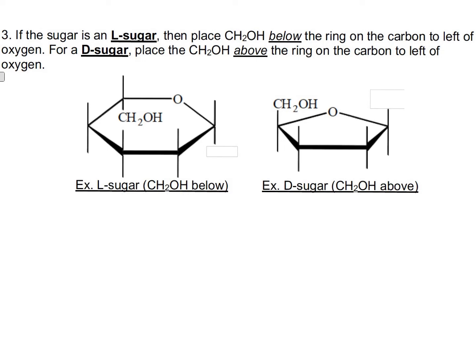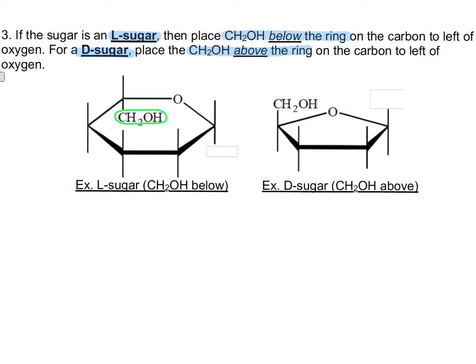So when we are taking a look at drawing in the parts and pieces of the Haworth projections, the next thing we want to keep in mind is whether the molecule is an L sugar or a D sugar. If the molecule is an L sugar, that automatically tells us that we need to place a CH2OH group below the ring on the carbon immediately to the left of the oxygen atom that's in the ring. If it's a D sugar, the CH2OH group goes on the ring immediately to the left of the oxygen above the ring. So take a look at our example problem here.